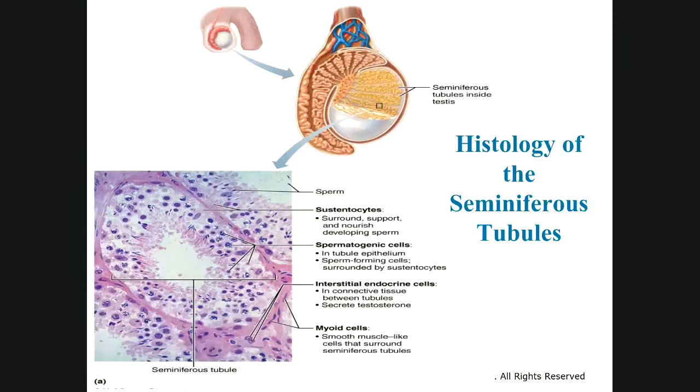We have spermatogenic cells, cells that are surrounded by those columnar cells. They give rise to the sperm. And we have myoid cells. Myoid cells are smooth-muscle-like cells. They surround the seminiferous tubules and contract to squeeze the sperm and testicular fluid through the tubules. And then we have these interstitial endocrine cells. This is kind of like Leydig cells. They are the ones that will produce androgen and some estrogen. Interstitial endocrine cells.